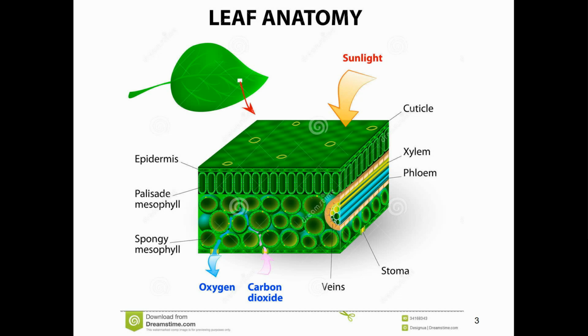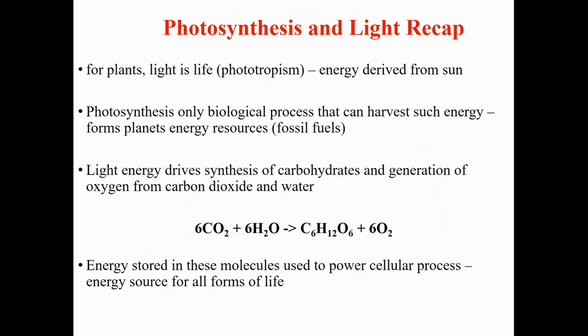So, quick recap. Basic recap. So remember, we discussed this idea of tropism. We discussed gravitropism in the first set of slides, and we know that this is the way it's going to move. And for photosynthesis to occur, for life to happen, we need light, especially for plants.